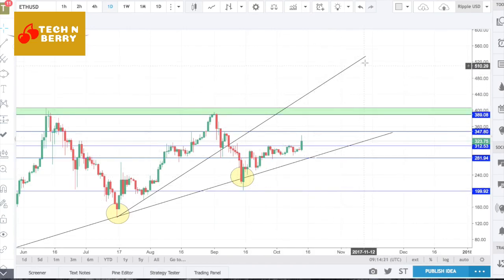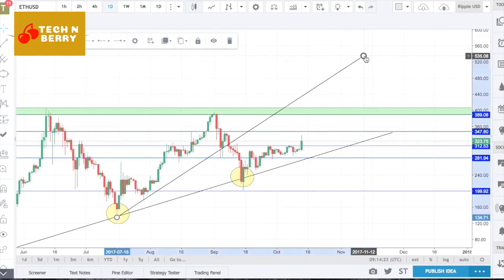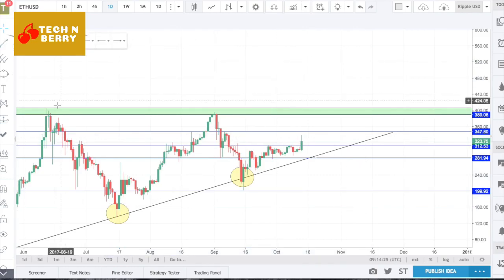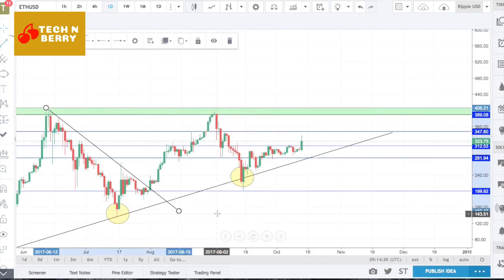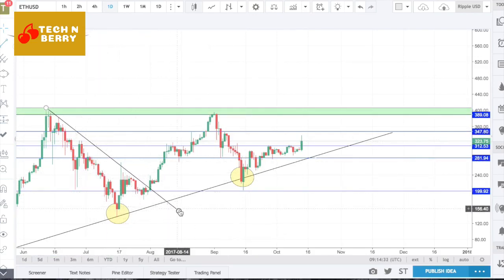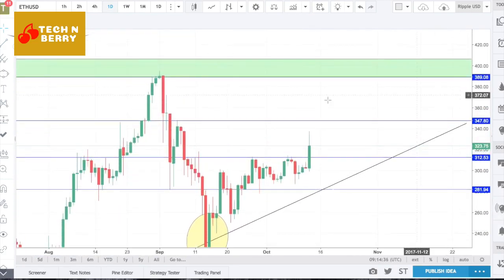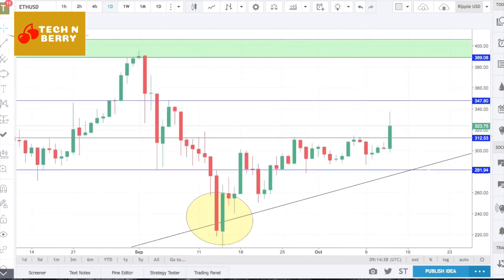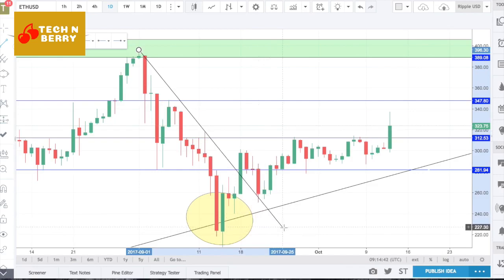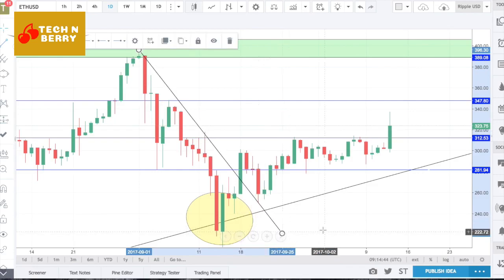So it's all down to just playing around, seeing which levels work best. Don't try and wing it. There's no point going from wick to wick and expecting it to work just like that. As you can see, it doesn't really make sense. We could also identify this one here. Just like that.